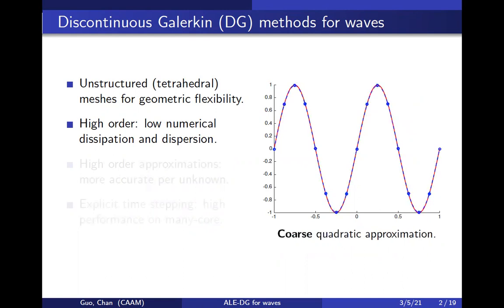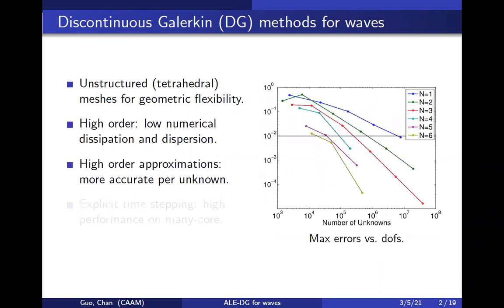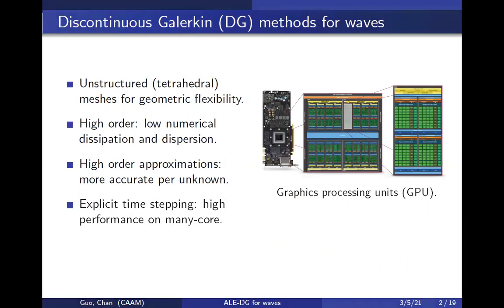high-order approximation can be easily achieved by DG methods. One only needs to choose a high-order approximation space on a single element. Besides, the numerical solution will be more accurate per unknown as we increase the order of approximation. When paired with explicit time-stepping methods, DG schemes are readily parallelizable on GPUs.